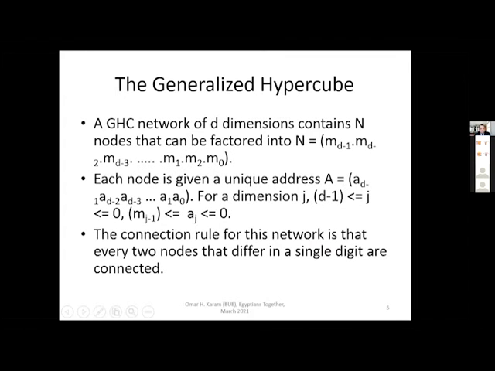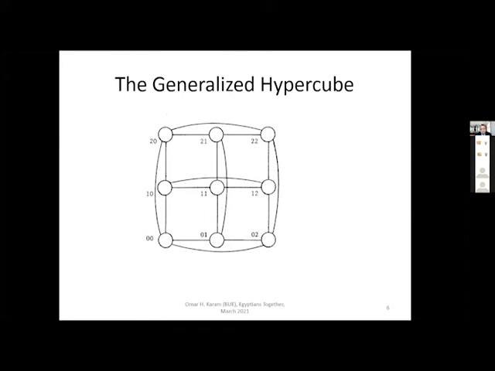So the definition of a generalized hypercube is a network of d dimensions, contains n nodes, can be factored into this multi-radix or multi-digits. I don't want to use the word bits because these are different radixes or radices. And then we connect each two nodes if there's a Hamming distance of 1 between one node and the other, then we can do the connection. So 2, 0 and 2, 1, there's a difference in 1 digit, so that we connect these two. But 2, 0 and 1, 1, there's a difference of 2 digits, so we do not connect them.